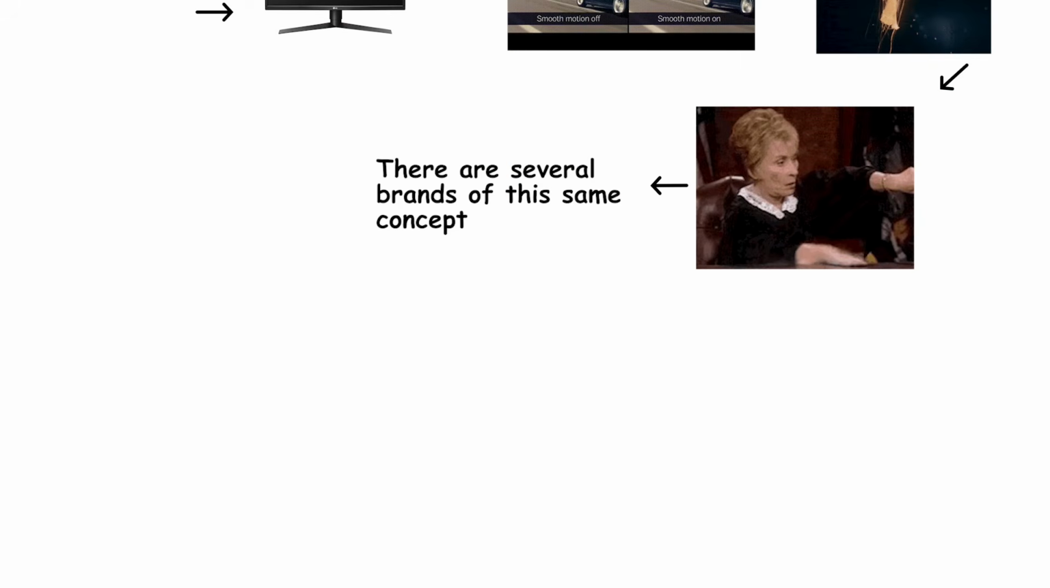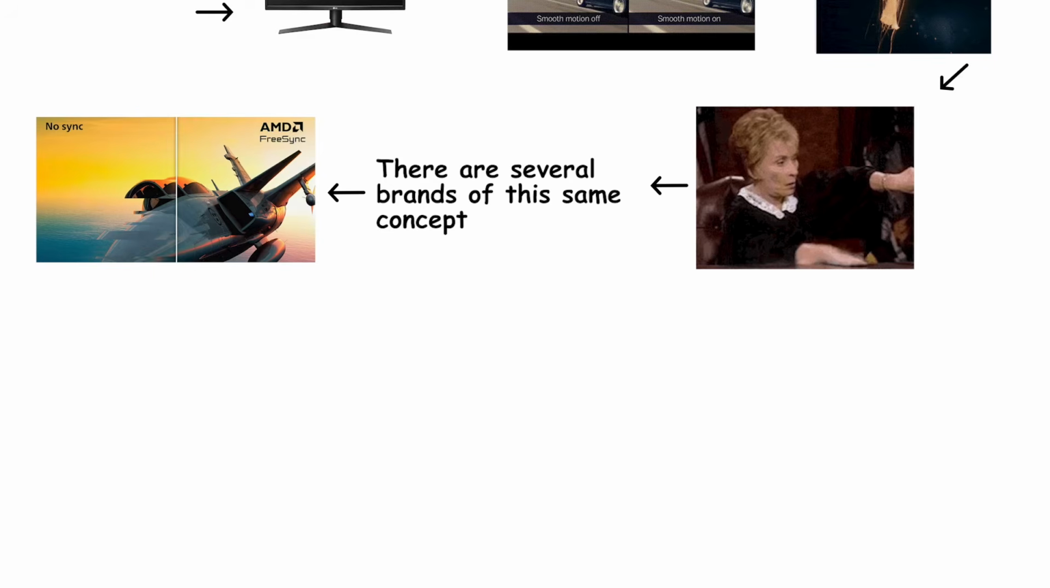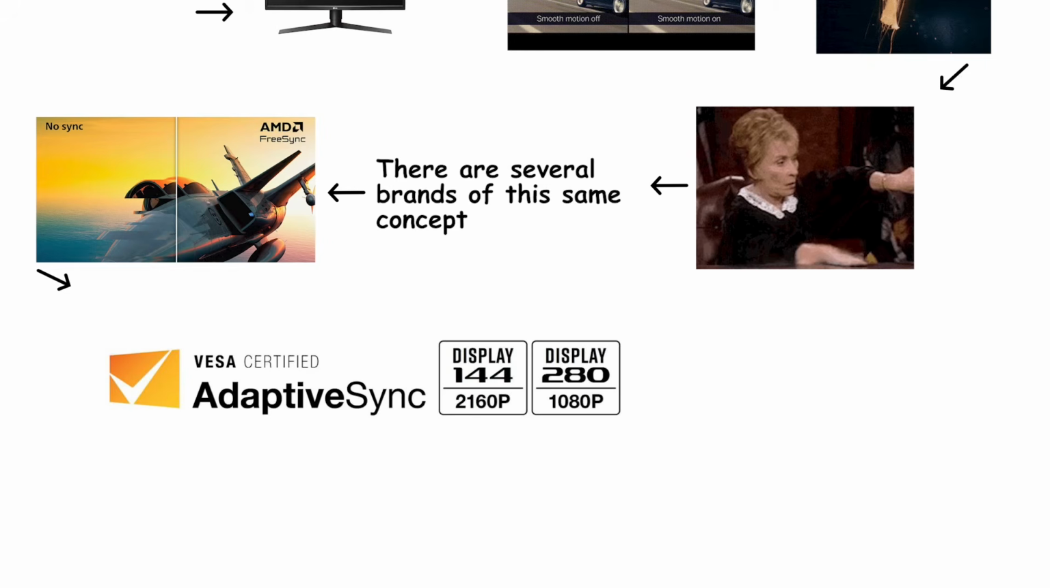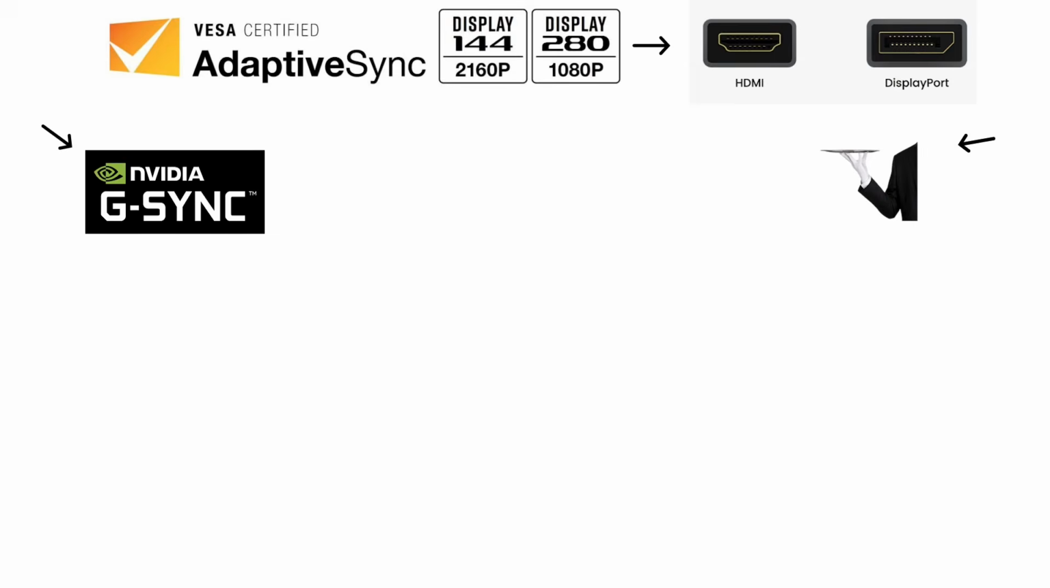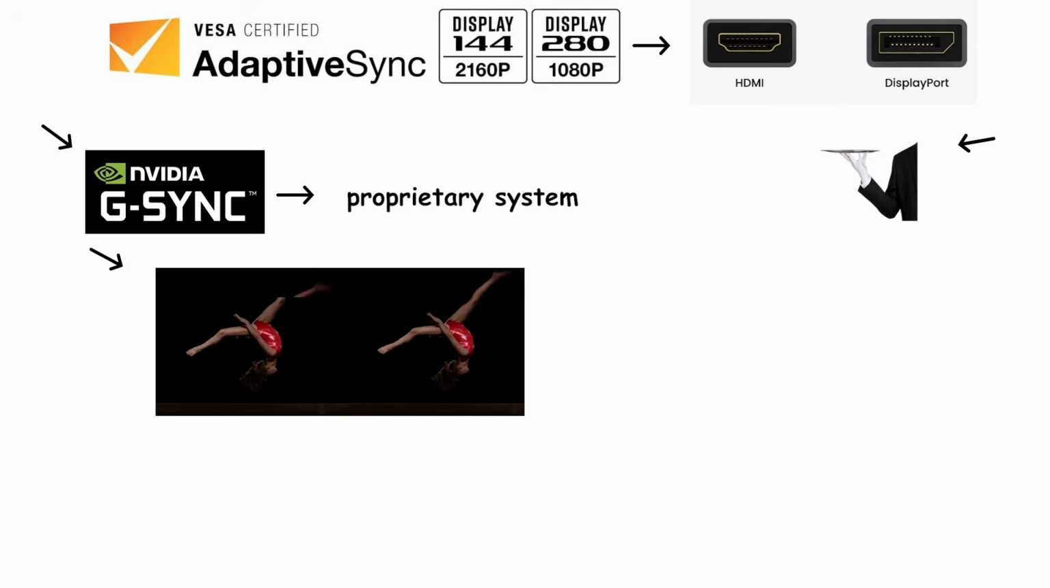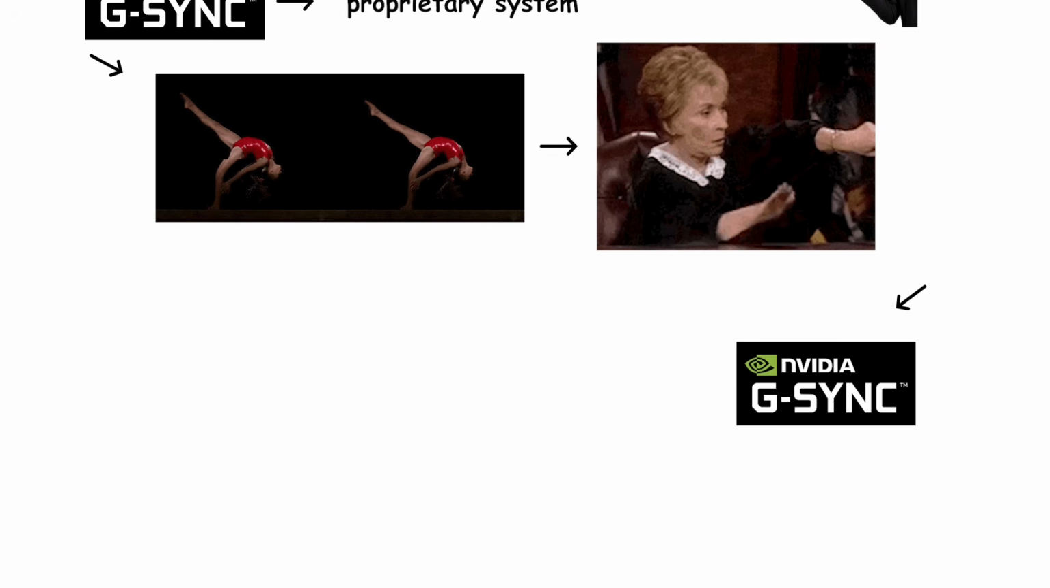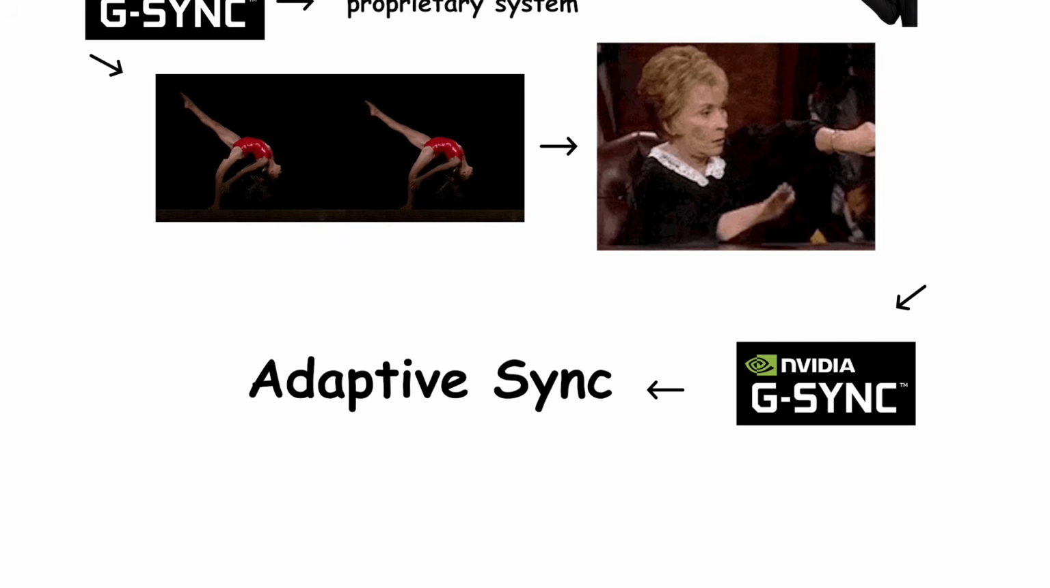There are several brands of this same concept. AMD's FreeSync is based on the open VESA Adaptive Sync standard, meaning it works over standard DisplayPort and HDMI cables without special hardware. NVIDIA's G-Sync started as a proprietary system that used a dedicated hardware module inside the monitor for tighter frame timing, though most modern G-Sync-compatible displays simply use adaptive sync under certification.